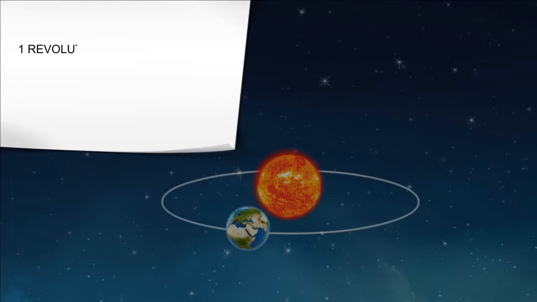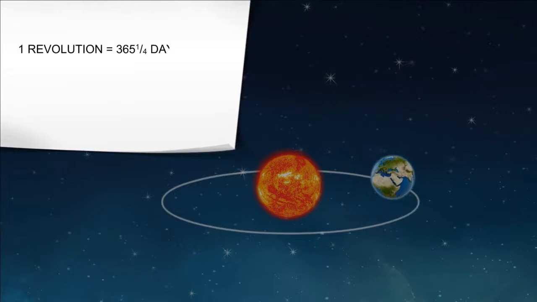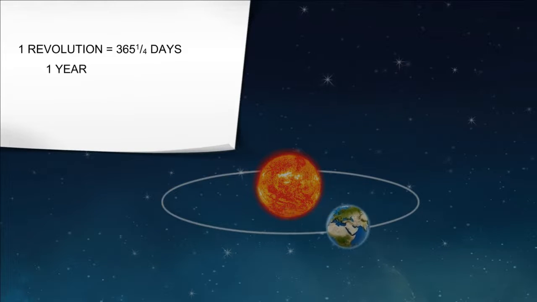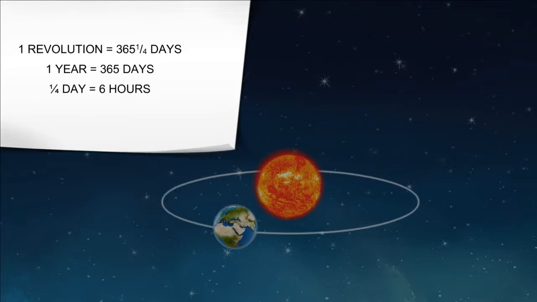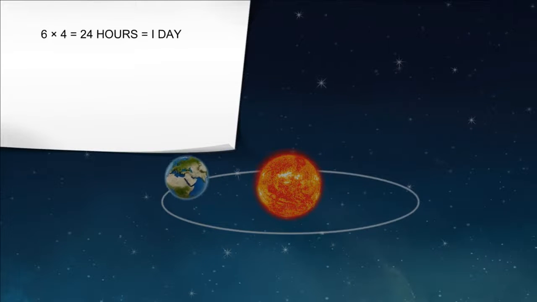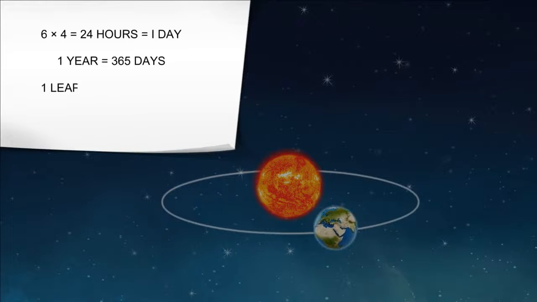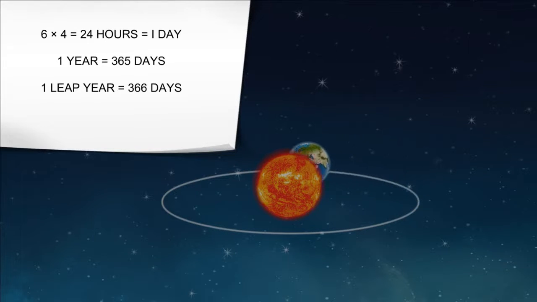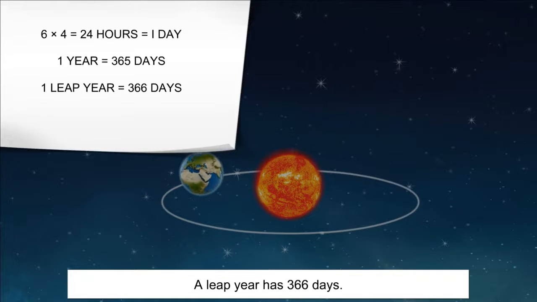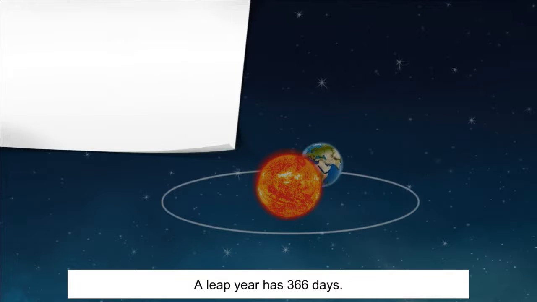The Earth takes about 365 1/4 days to complete one revolution. However, there are 365 days in a year and 1/4 day is equal to 6 hours. This balance of 6 hours is added up together for 4 years, which results in an additional day. As a result, there are 29 days in the month of February. In that year, there are 366 days instead of 365 days. It is known as a leap year.